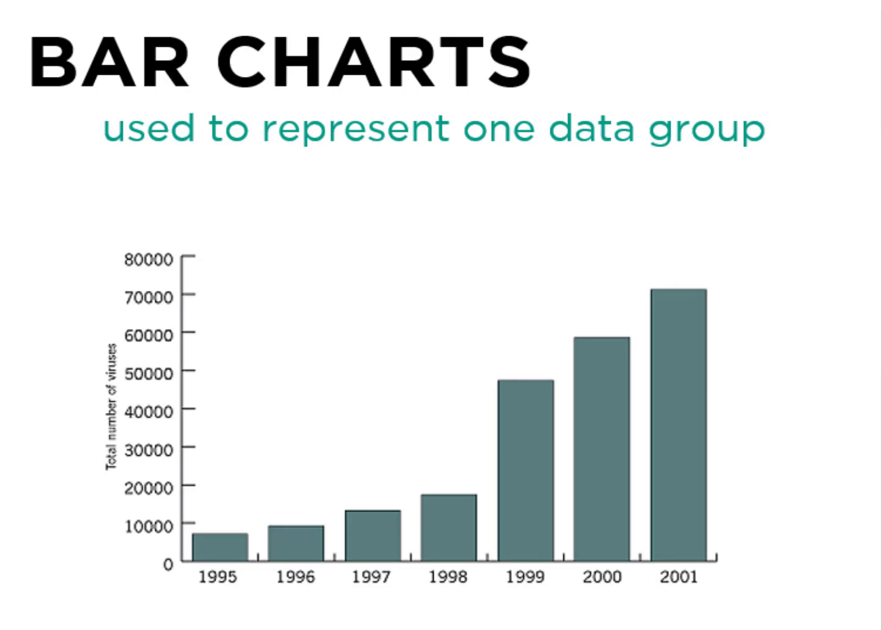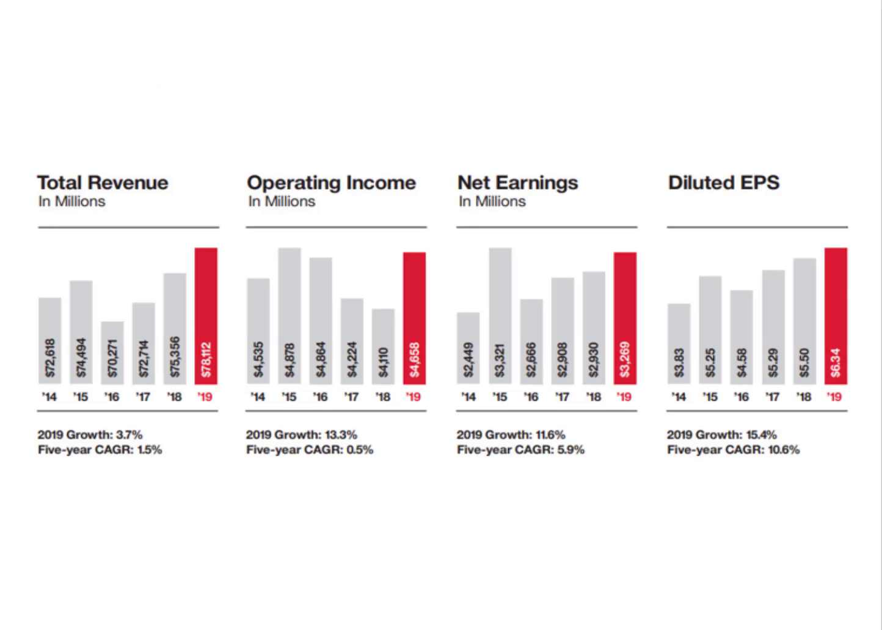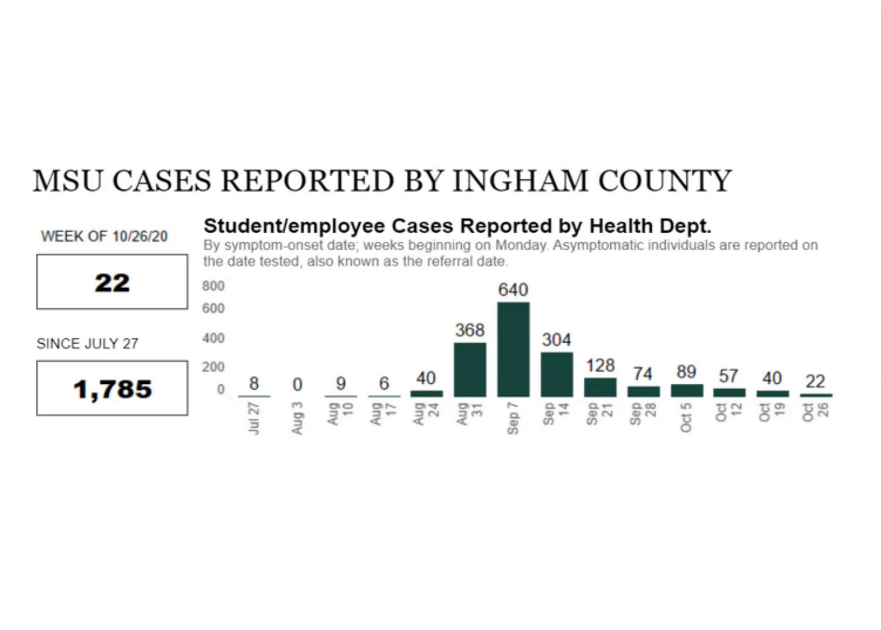From tables to pie charts to bar charts. Simple bar charts present and compare one data group. This is from a 2019 Target fiscal report, each chart showing one area and then the change in that area over time. This is from MSU's COVID testing dashboard, presenting results reported from the Ingham County Health Department.